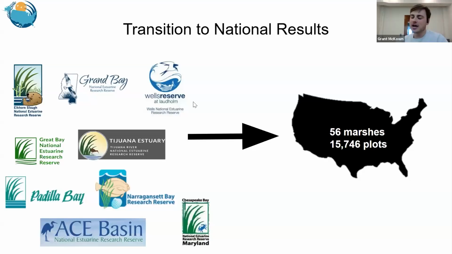All right, thanks, Chris. So I'm going to open us up by transitioning from our reserve analysis. We did each of these individual site reserve analyses that Chris just talked about, and we compiled them all into a large data set consisting of 56 marshes and over 15,000 plots to look at general national trends.